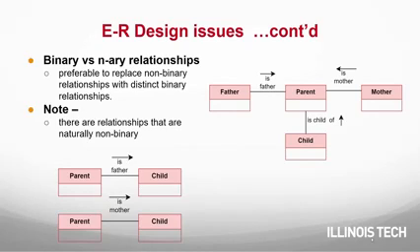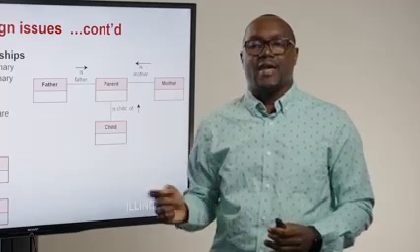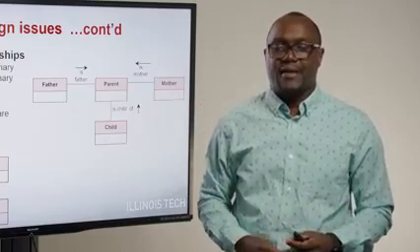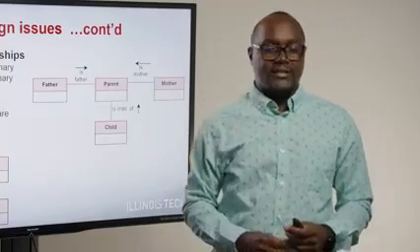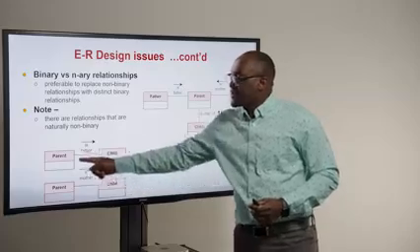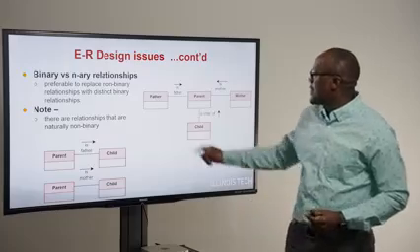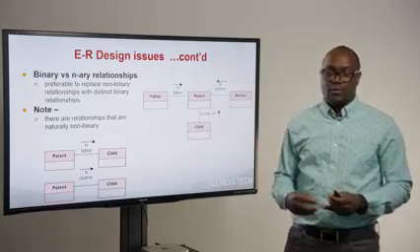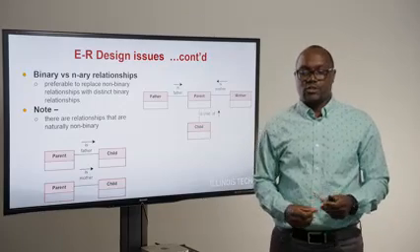Another common design issue comes from deciding between a binary type of relationship or a non-binary type of relationship, which we also call n-ary, n meaning the number of entities participating in a relationship. Binary is basically two entities participating in a relationship. For example, this is binary because it has two, and this is ternary because it has three entities participating in a relationship.